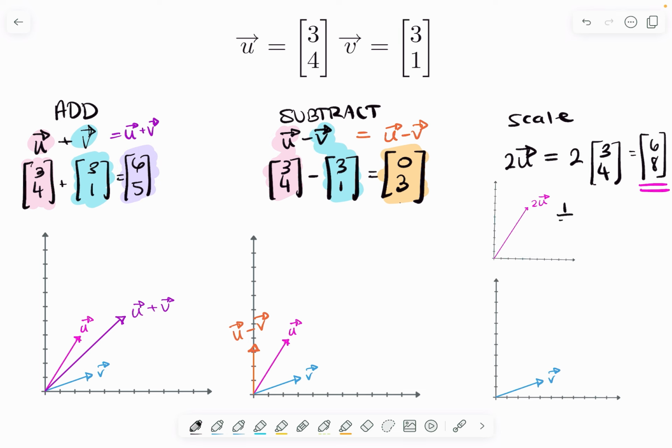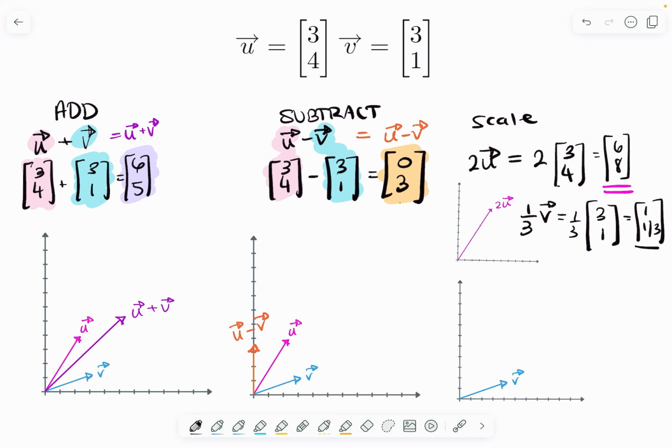You can also do something like 1/3 of vector v. So you can take 1/3 of vector v and make that your new vector. So algebraically, that's just taking 1/3 of your vector v, which is 3, 1. So this is really just multiplying each entry inside. So that would be 1/3 times 3. Well, the 3's would cancel out. You'll be left with 1. And then 1/3 times 1 would just be 1/3. So our new vector would be this.